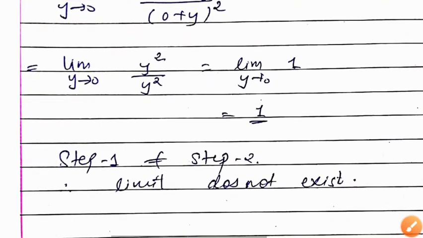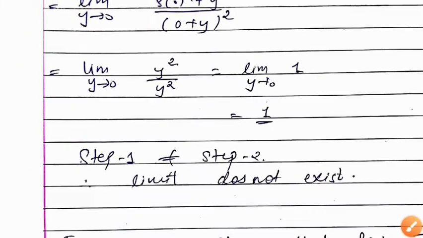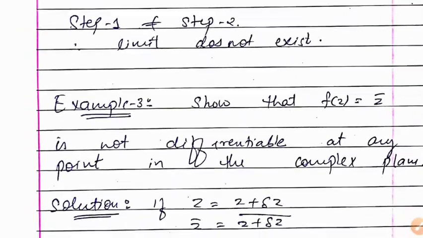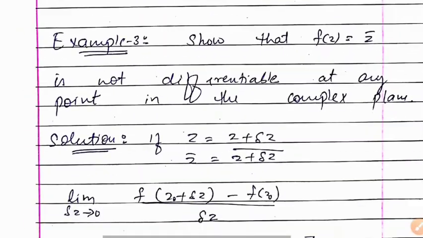You can see here that step 1 is not equal to step 2. Your step 1 was 3 and your step 2 is 1. These are not equal. So when the limits are not equal, we can say that limit does not exist. Okay. Now let us move towards the next example.